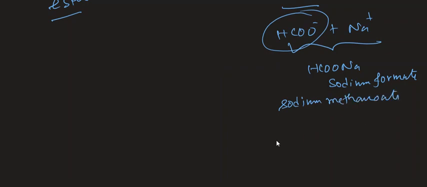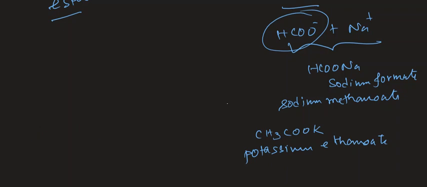Can you write down potassium ethanoate? Ethanoate is CH3COO, and potassium means that's all. So CH3COOK. How do you call it? Potassium ethanoate. Are you able to follow? And what about the common name? Potassium acetate. That's all.